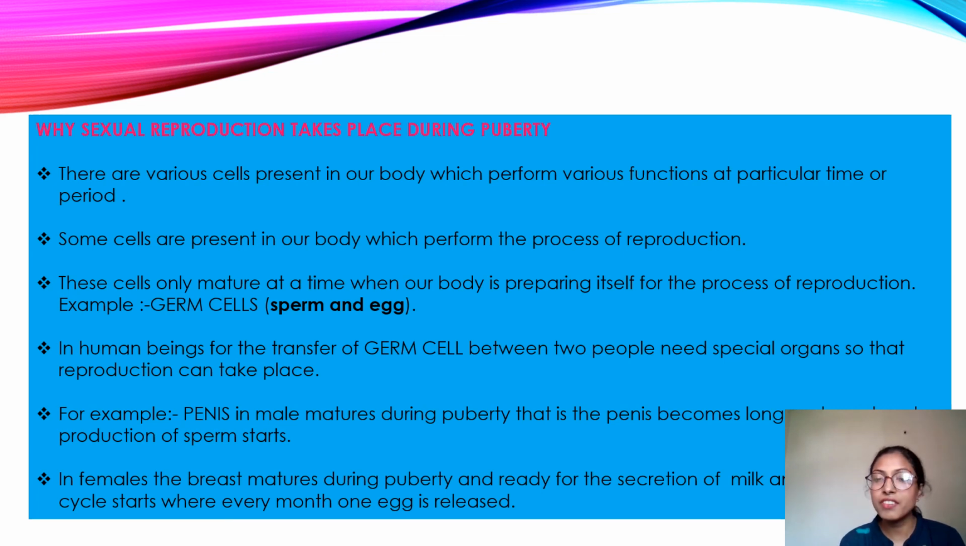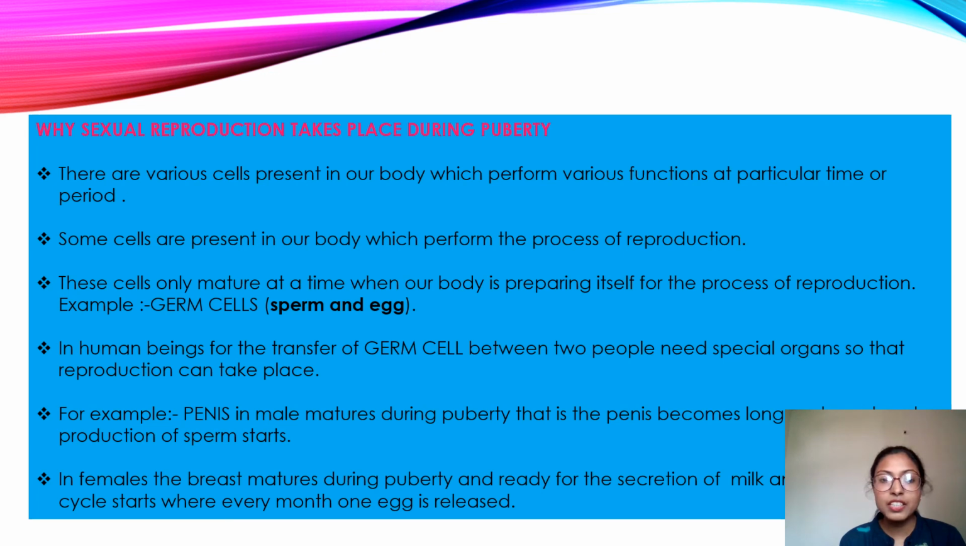As we have seen in the flowering plants, the male has a different part and the female has a different part, and the male gamete is carried to the ovules so that fertilization can take place. Now, for example, in human beings, the penis in the male matures during puberty. When the adolescent stage is reached by the male, the penis becomes long and erect, and the production of sperm starts.